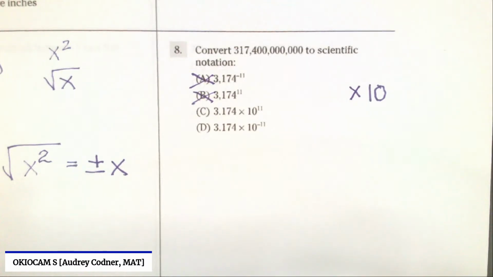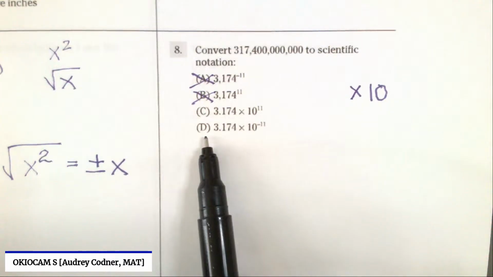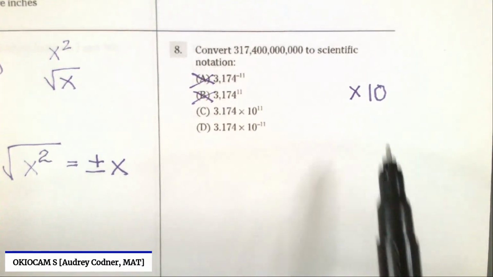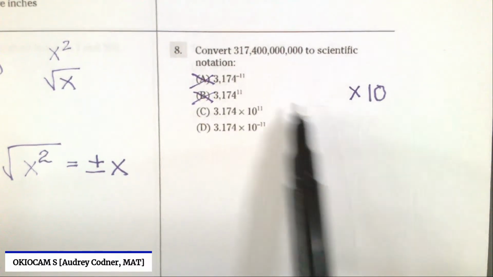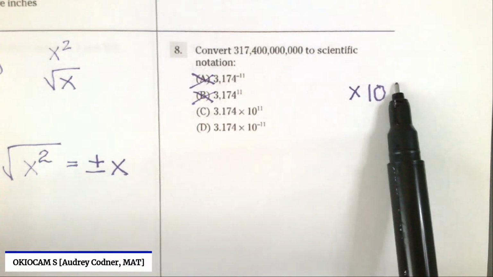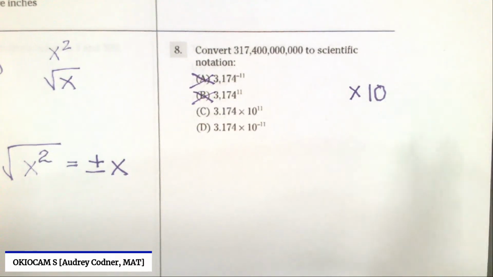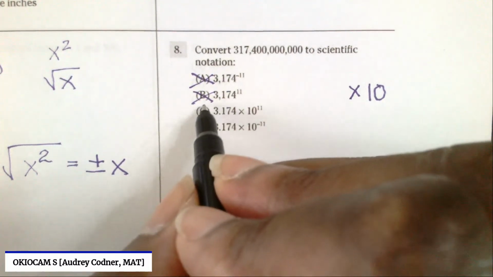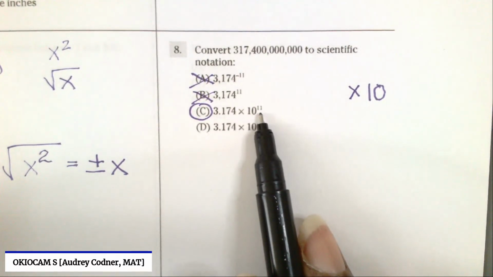Awesome. So now it's between C and D. So we have a large number. If we have an extremely large number, your exponent should be positive. So all those people that are telling me the answer is C, you are correct. Now, let me explain why the exponent is 11.